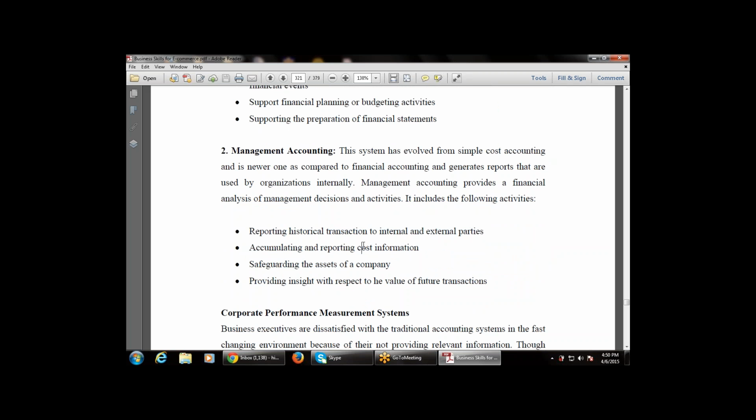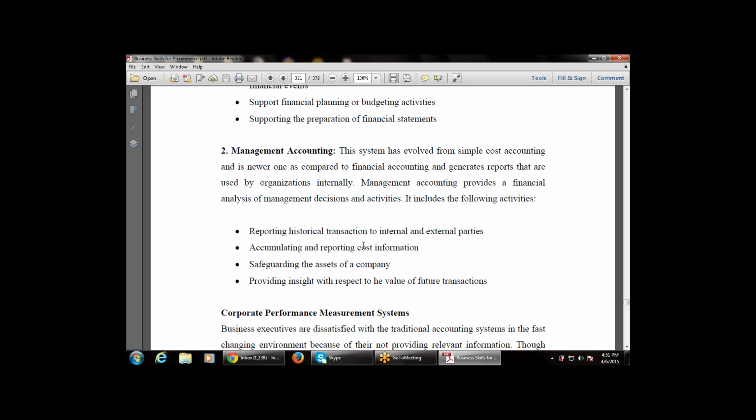Suppose within our organization, one manager wants another report. That is the internal party. So with the help of management accounting, one can give the historical transactions to the managers, the supervisor, the subordinate, anyone. So, reporting historical transactions to internal and external parties.